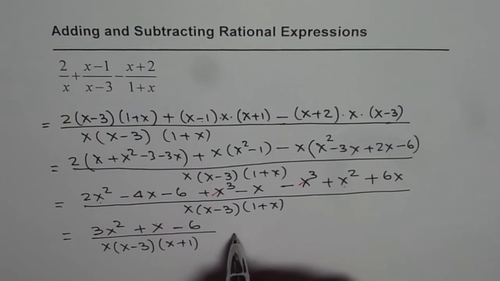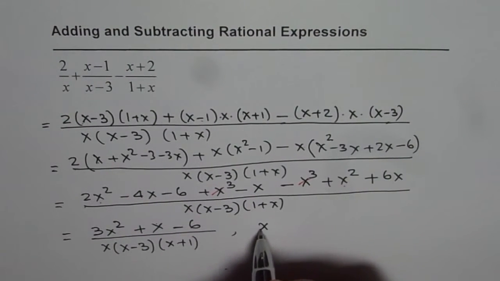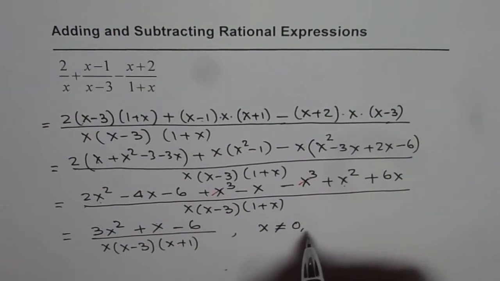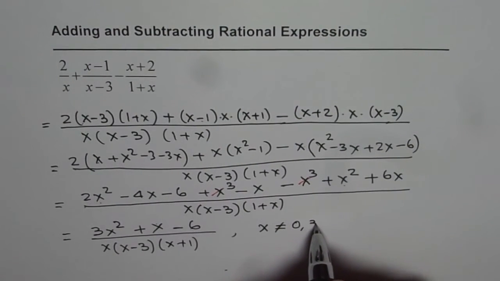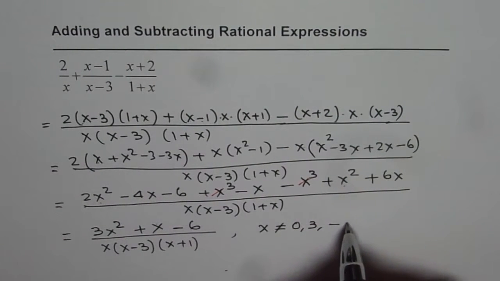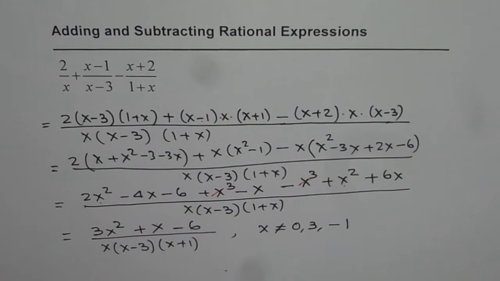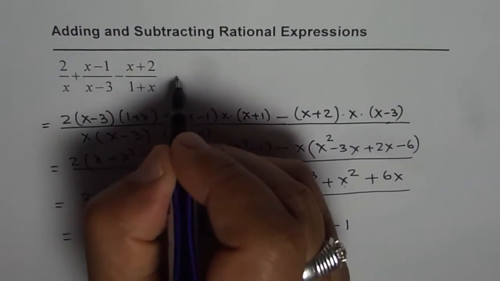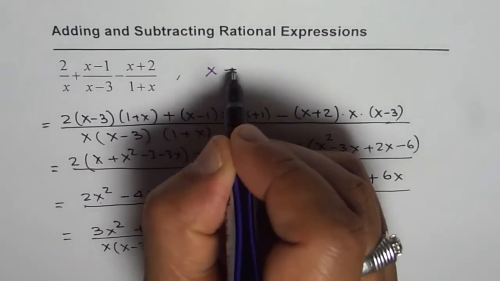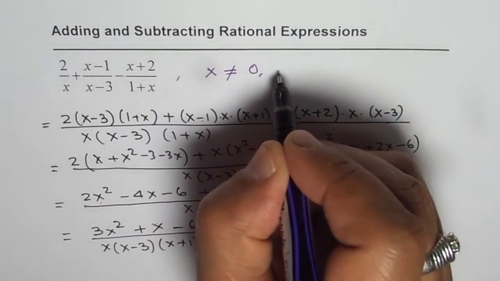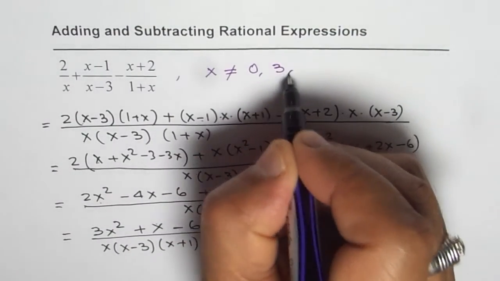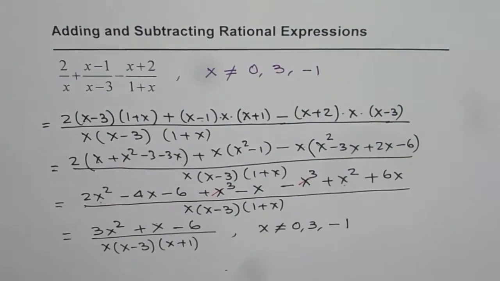Remember, we should write restrictions, and the restriction is that x is not equal to 0 and it is not equal to 3 and it is not equal to minus 1. So that is the restriction. As I said earlier, we should actually clearly write down restrictions right in the very beginning, which is not equal to 0, not equal to 3, and not equal to minus 1.